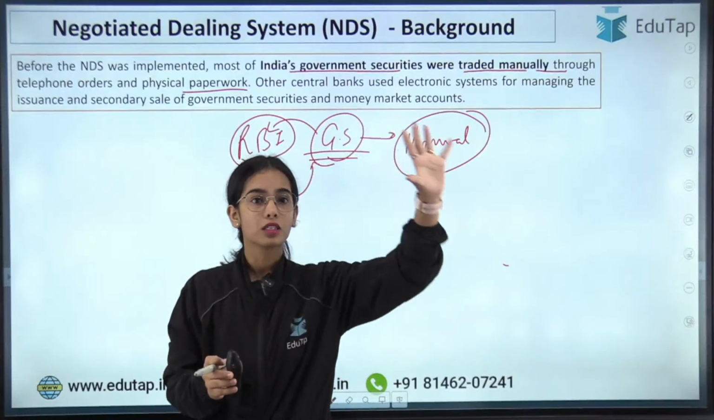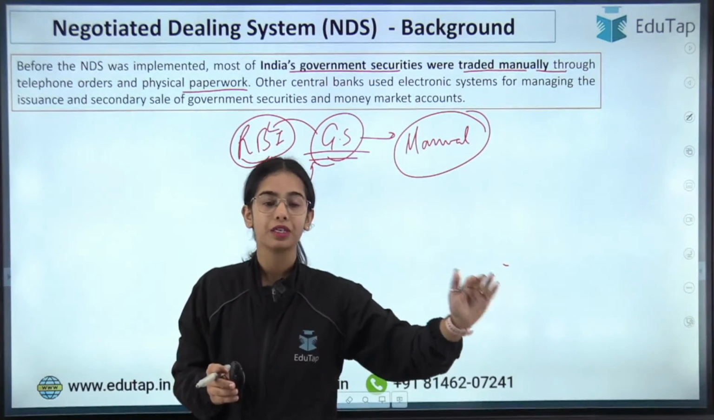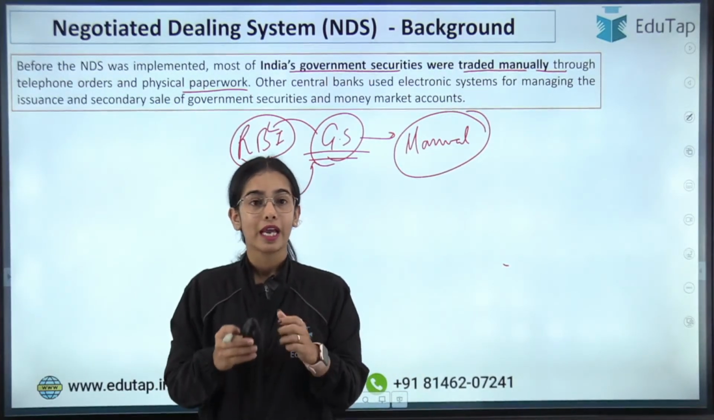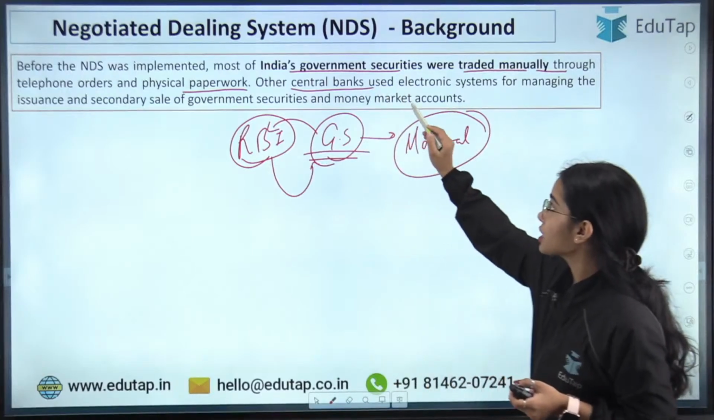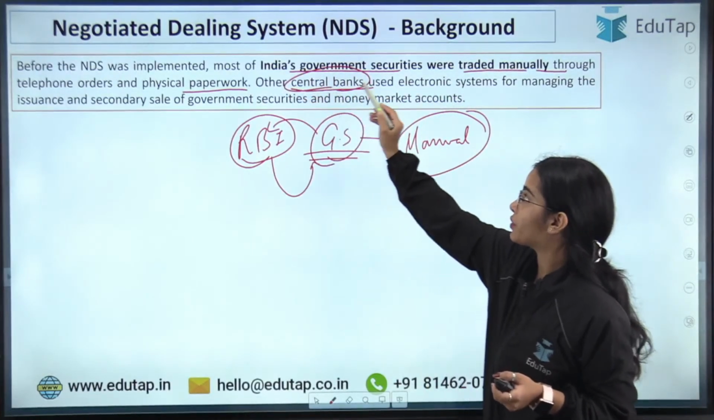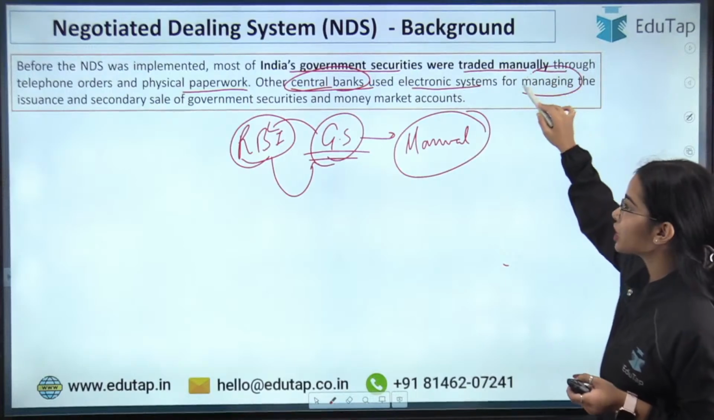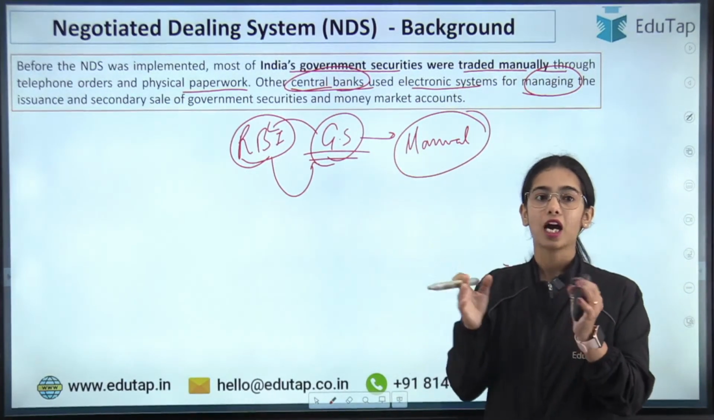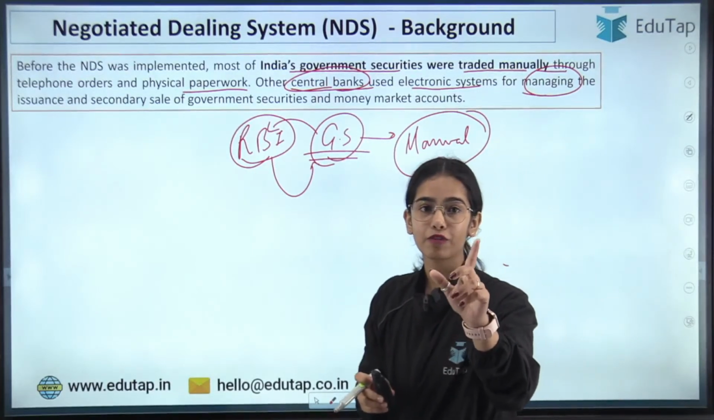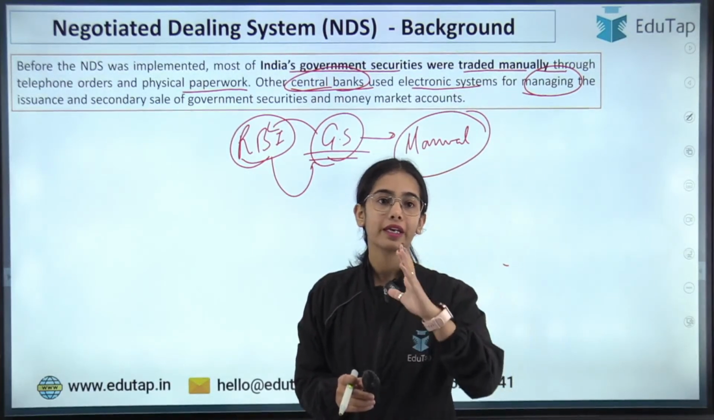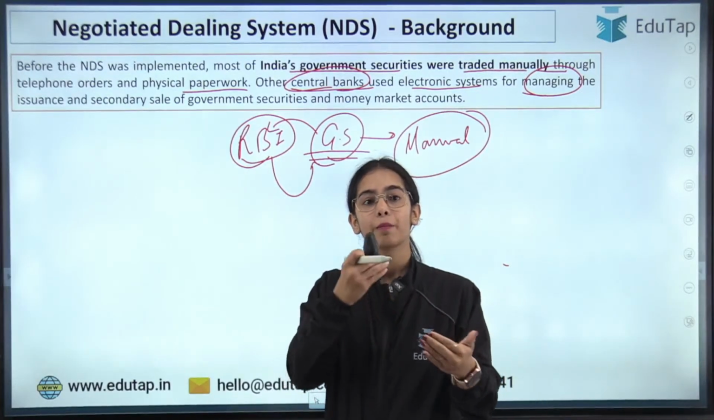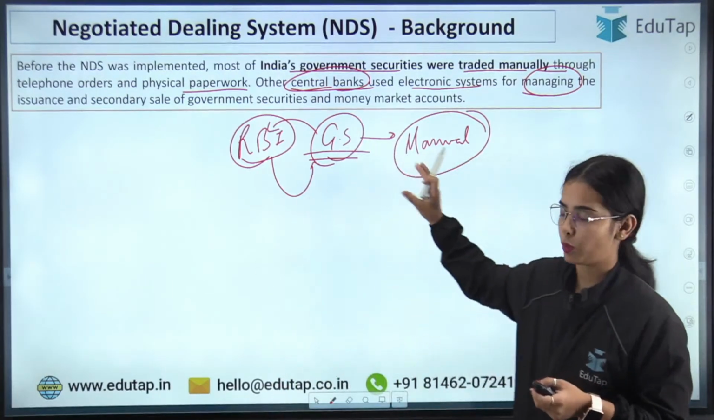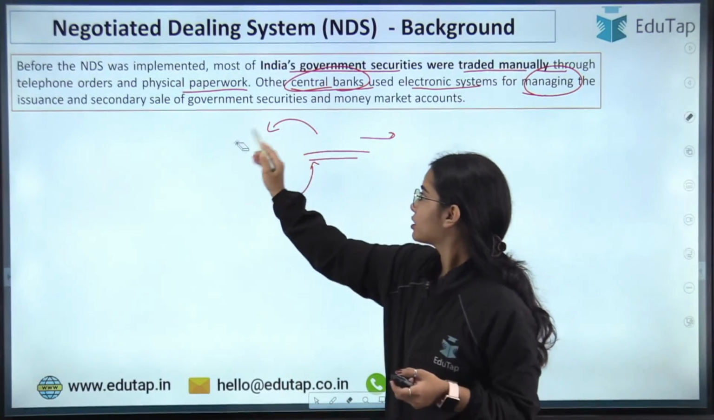While in the other world, what was happening is that the developed countries and other developing countries already had the electronic system. So the central banks of other countries used an electronic system for managing the issuance of government securities. So you can understand that RBI was lagging behind, and RBI said that we also need a system through which we can sell the government securities in an electronic manner rather than manual. Okay, so that's why the NDS originated.